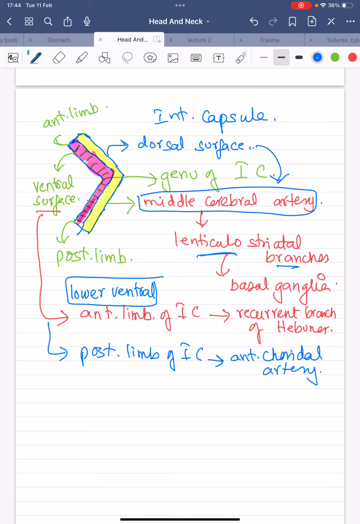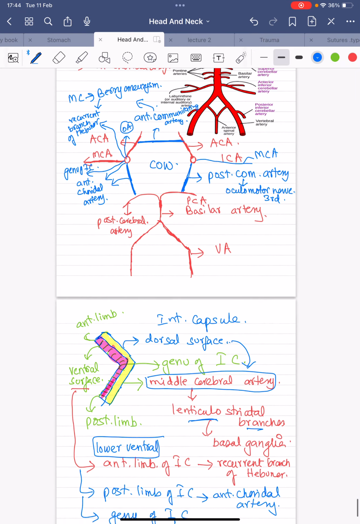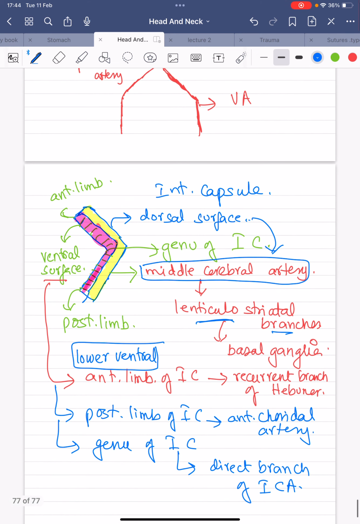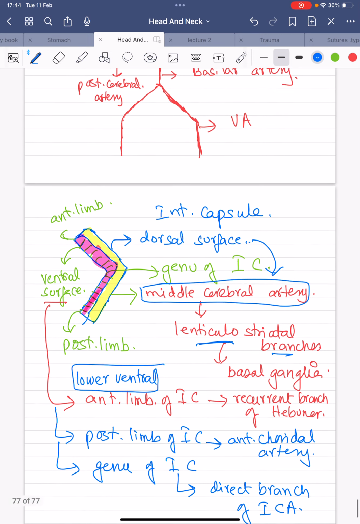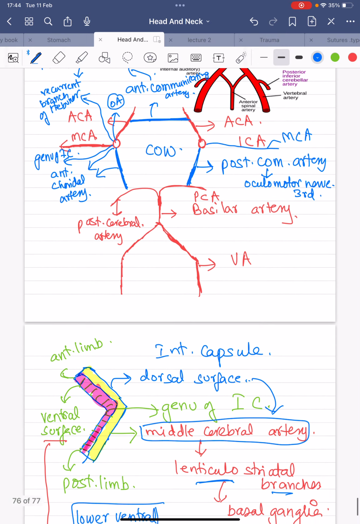And the genu of the internal capsule is given blood supply by the direct branch of the internal carotid artery. So see here, these are the three branches which I drew here: the recurrent branch of Heubner, the direct genu branch of the internal capsule, and the anterior choroidal artery. All are coming out from your internal carotid artery. So this is how the blood supply of the brain works. I hope it is clear to all of you.